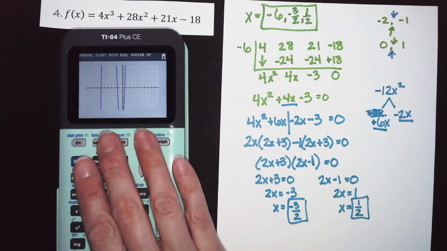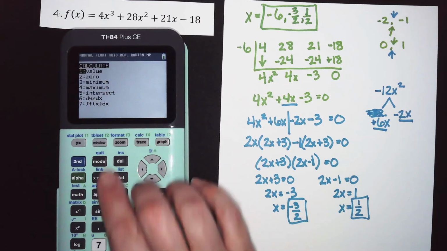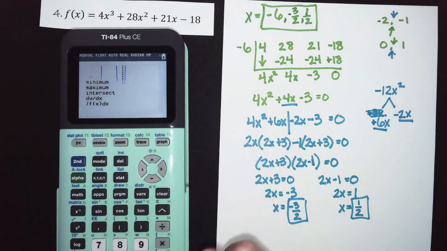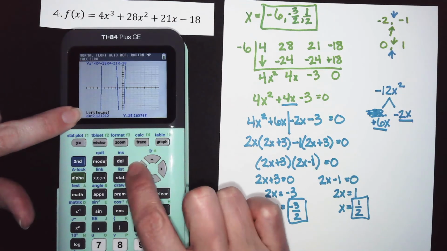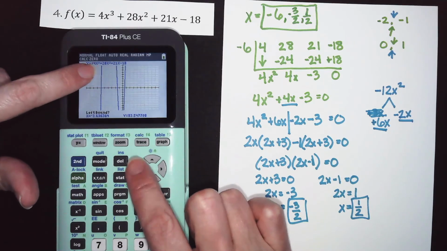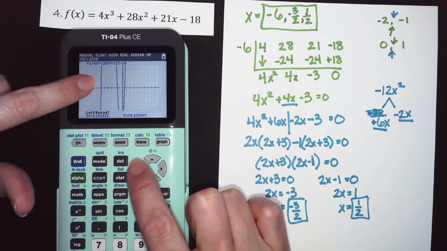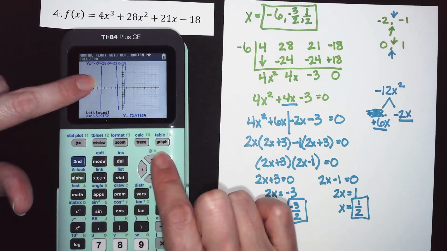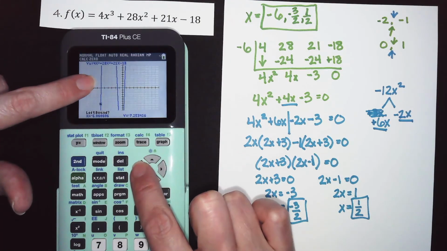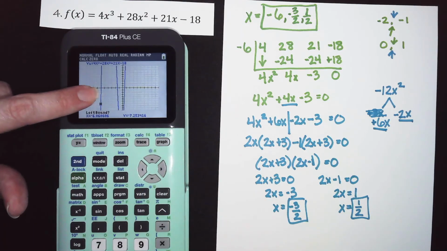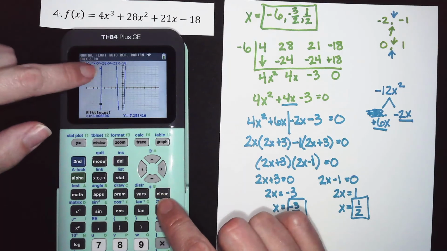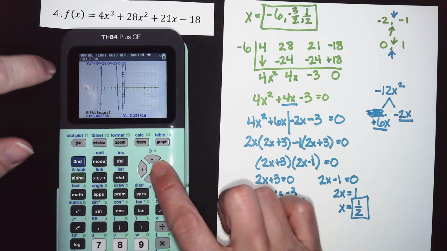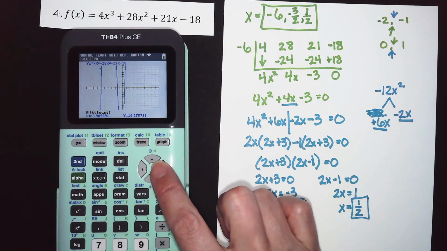So even if you just use your calculator, we want the zero, so I'm going to push 2, and it says left bound. So I'm going to scroll to the left until it's on the left side of it. It just has to be less than -6. So I just push enter. See, it draws a line. If I would have gone farther, it would have drawn a better line, but you can tell that it's on the left side.